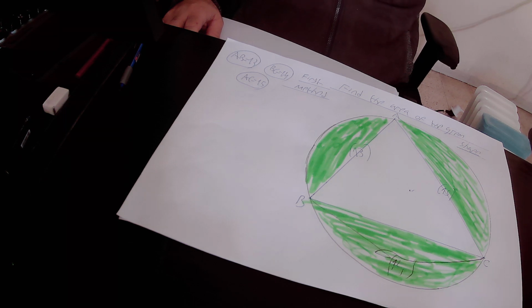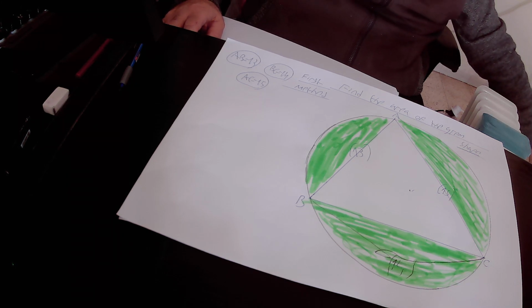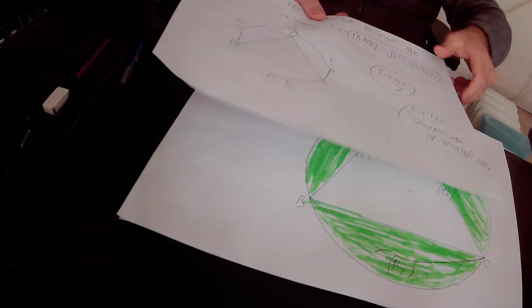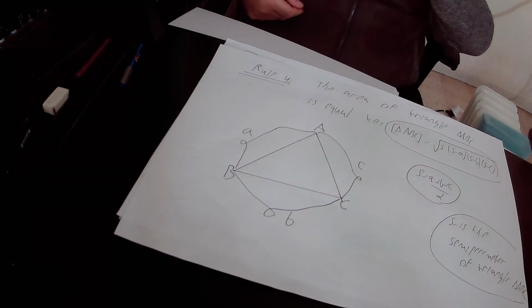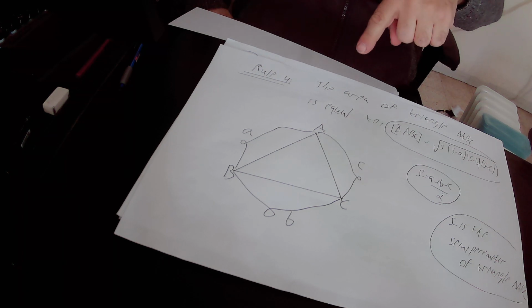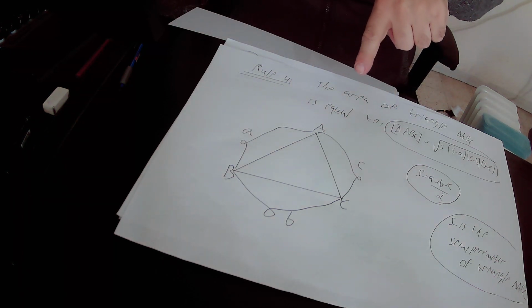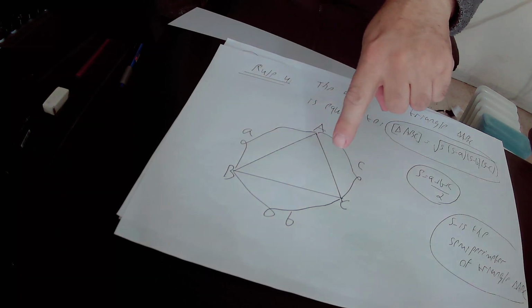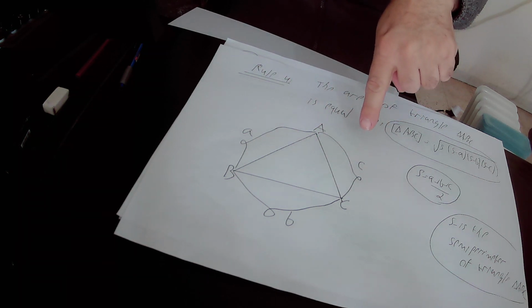Okay, so we start with the first method, and I will present to you a new rule, and we will implement the new rule in our drawing. According to the new rule, that is actually rule number 4, the area of triangle ABC is equal to this expression. So here we have triangle ABC. The length of side AB is a units, side BC equals b units in length, side AC equals c units in length.